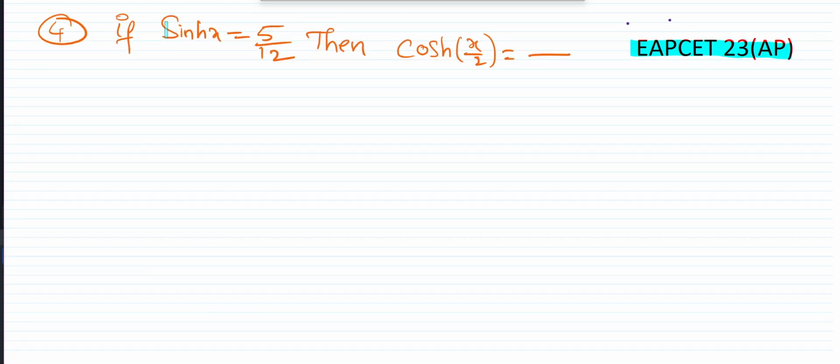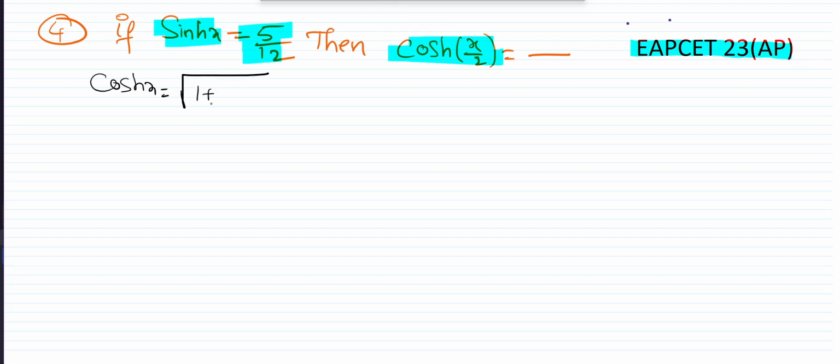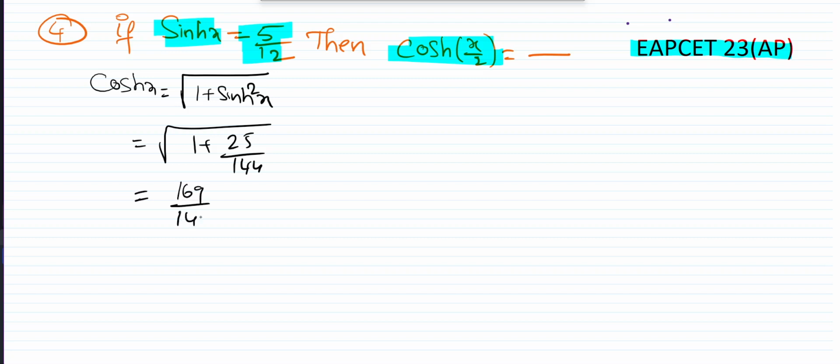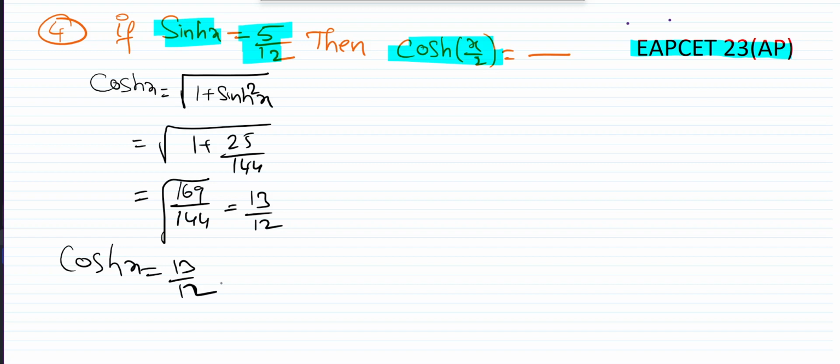23. Here is given, if sinh x is equal to 5 by 12, find cosh x by 2. This is the problem. Sinh x is equal to given 5 by 12. Now find cosh x. We know the formula for cosh x is under root of 1 plus sinh square x. So that is equal to under root of 1 plus 25 by 144. That is (144 plus 25) is 169 by 144. So this is equal to 13 by 12. This is the value of cosh x, that is equal to 13 by 12.